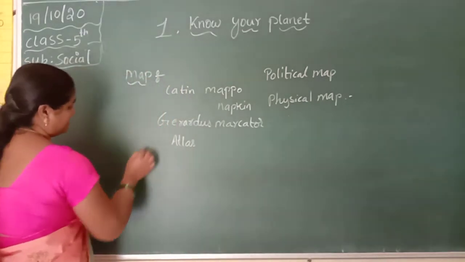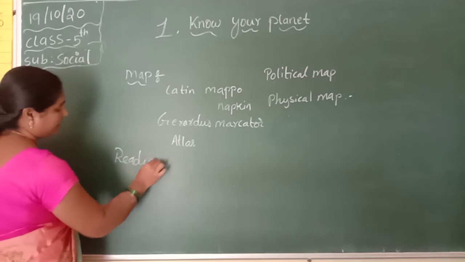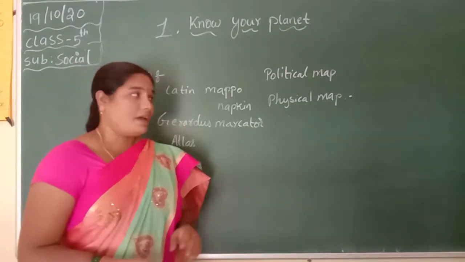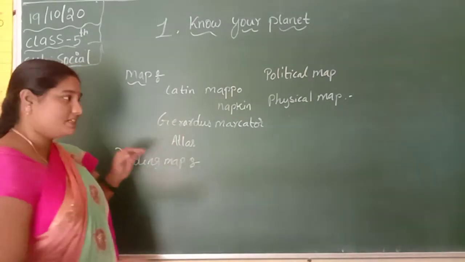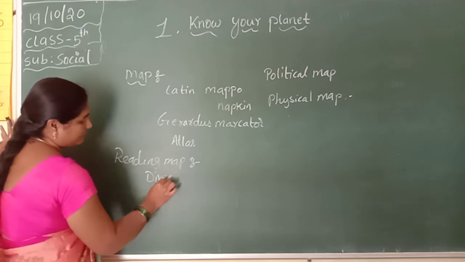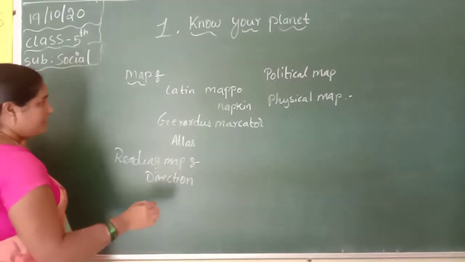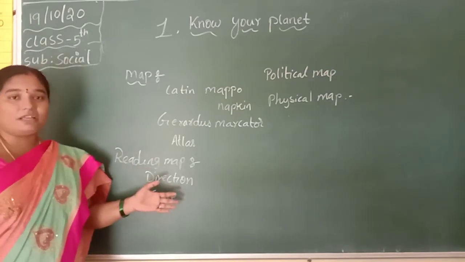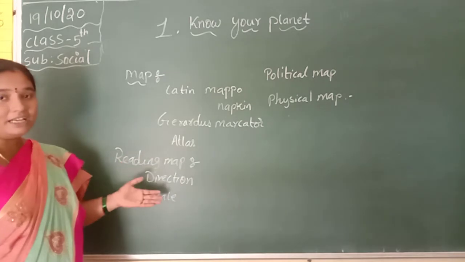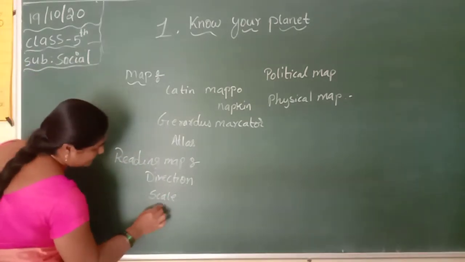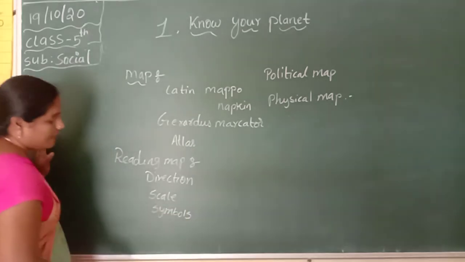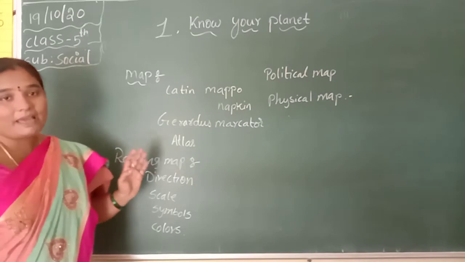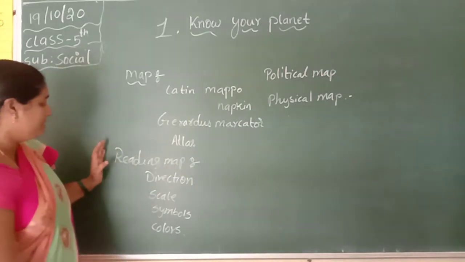Next, reading the maps. How can we read a map? Reading a map is important, then only we can understand it. We can read a map by knowing the directions, the scale of the map, and the symbols. Some symbols are given on the map, and by that we can understand the map. We can also read it through the colors. By looking at the coloring of the map, we can point out things.